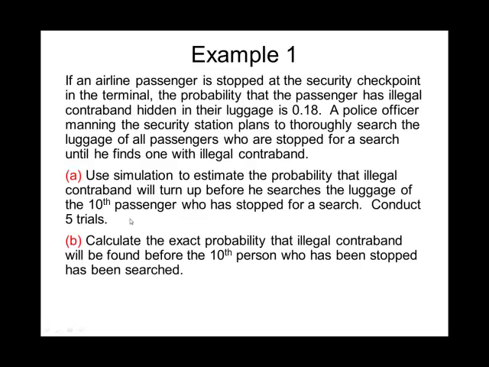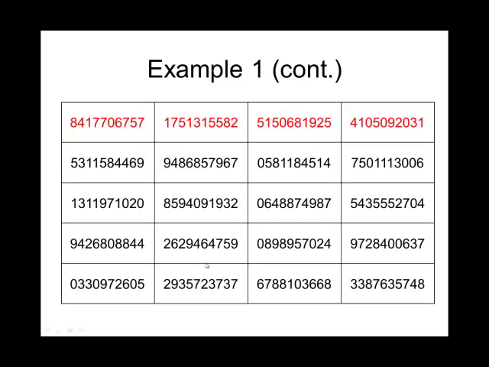We're going to conduct 5 trials. Then we're going to calculate the exact probability that illegal contraband will be found before the 10th person who has been stopped has been searched. So here we have a random digit table. And we're going to start with row 1, and we're going to use these random digits.